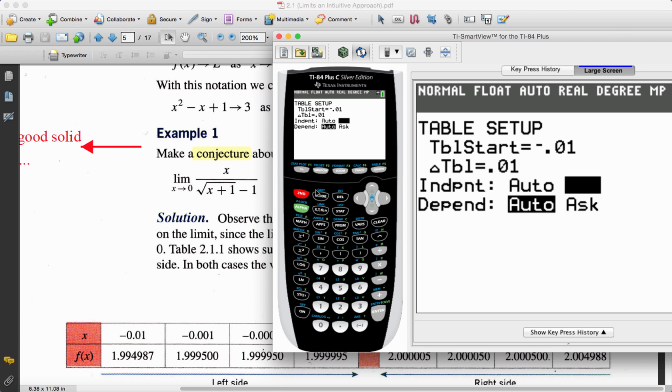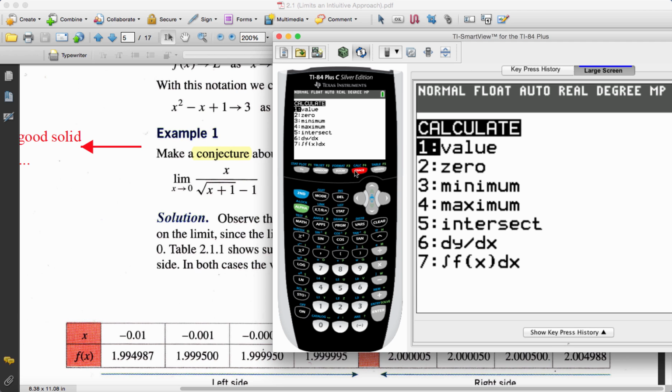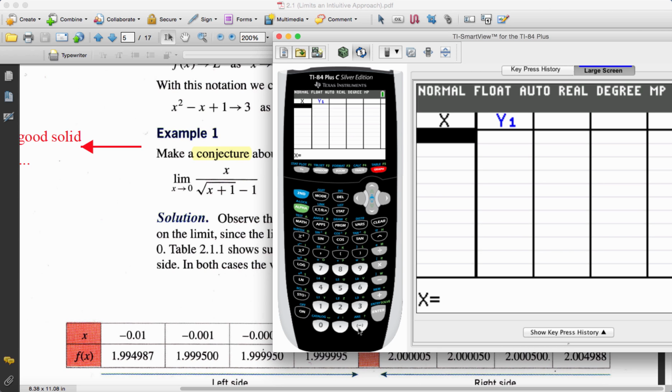So now I go to second table. There we go. So what is the value of my function at negative 0.01? 1.995. What is the value of the function at negative 0.001? 1.995. 0.0001? 1.999.